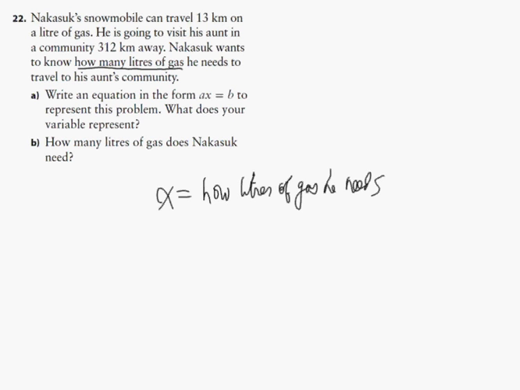So if I think 13 kilometers per liter, then 13 multiplied by the number of liters he needs. If every liter can travel 13 kilometers, then 13 multiplied by the number of liters of gas he needs should take him the full distance of 312 kilometers. So 1 liter of gas will be 13 kilometers, 2 liters of gas would be 26 kilometers. I don't know how many liters I need, but I have to multiply it by 13 to figure out how many I need to travel 312 kilometers.